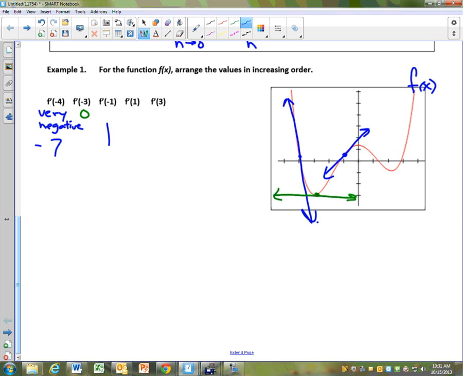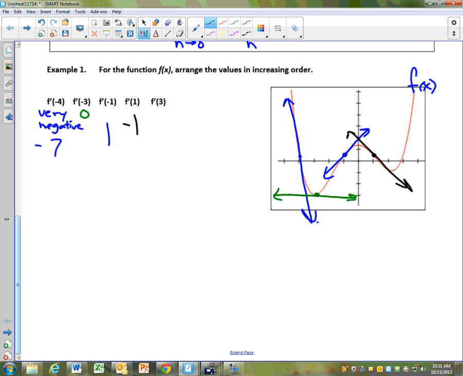F prime of 1. The function is positive or negative at 1? It is positive. Is f prime positive or negative? Negative. You can tell by looking at it, and if I draw the tangent line, I would say negative 1 is an excellent estimation.